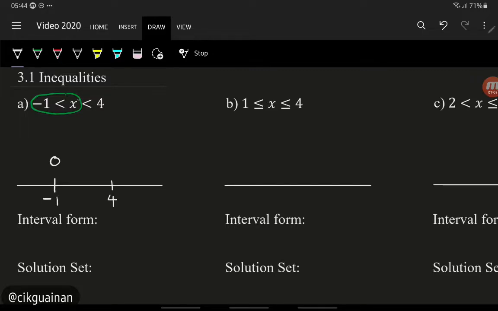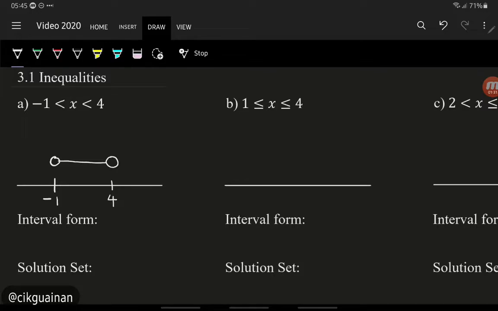Next we want to represent this one, x less than 4. So we are using an open circle as well on top of 4 like this. And then afterwards we join them, minus 1 and 4. So this is the number line representation of x between minus 1 and 4.